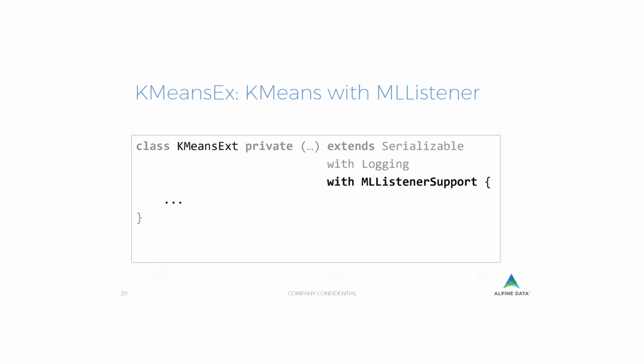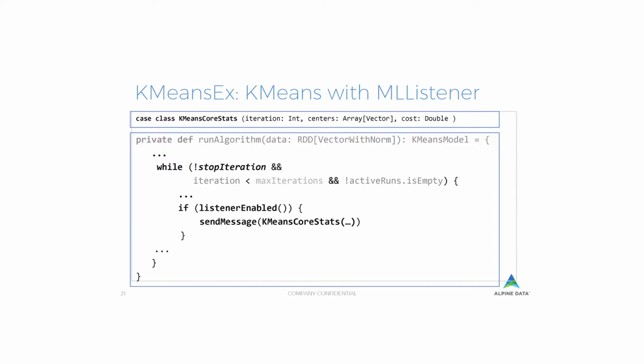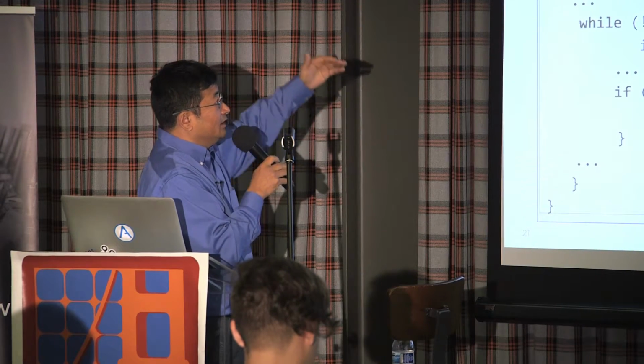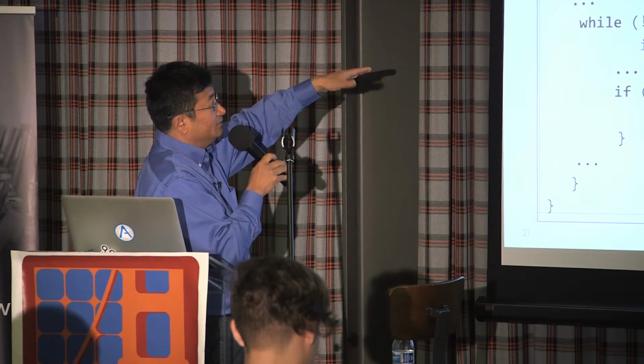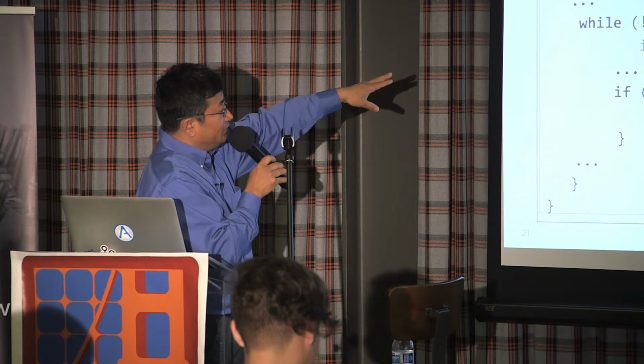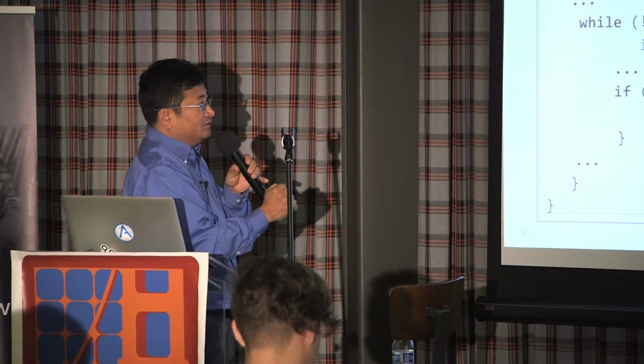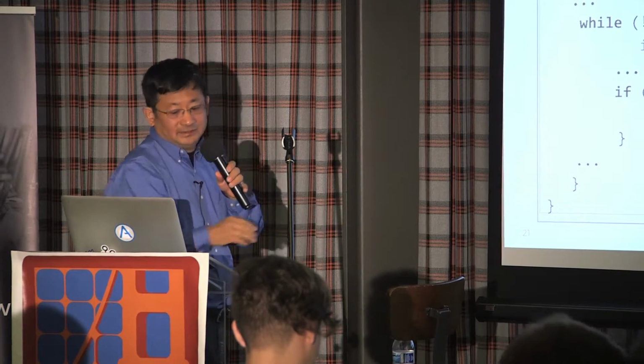For k-means, we essentially modify the k-means code, mixing in that listener support interface we mentioned earlier. For the concrete message we send, we define a case class with the iterations, the centroids, and the cost values. And there, we simply modify this runAlgorithm method. If you look at the k-means code, it essentially comes down to this method called runAlgorithm. This is all the Spark code, and the only part in bold is what I modified. Essentially, if it's not stopping, we send in the messages, and the messages are really just the case class we mentioned earlier.